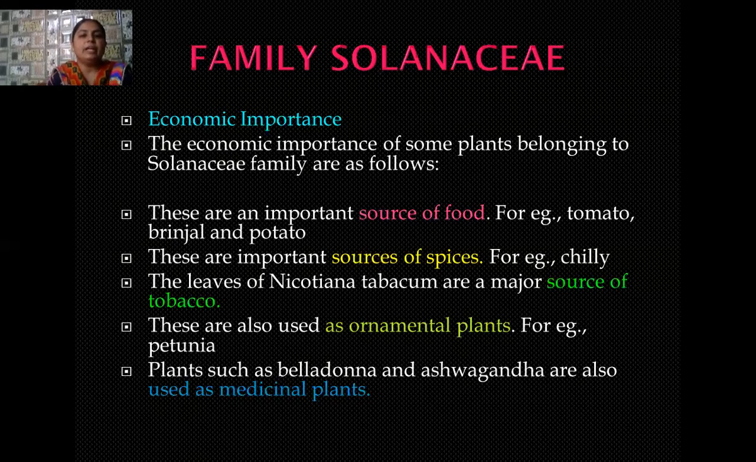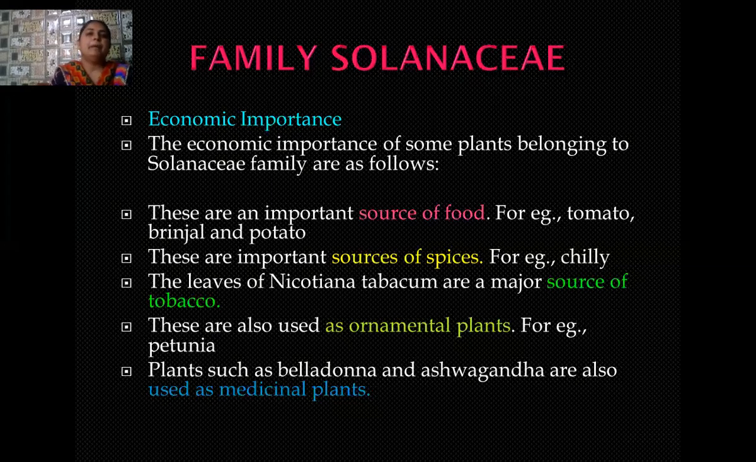The leaves of Nicotiana tabacum are the major source of tobacco. And they are also used for ornamental purposes. For example, petunia flowers generally grow in your school campus as well as in houses in different colors. Then plants such as belladonna and ashwagandha are plants that are used for medicinal purposes.